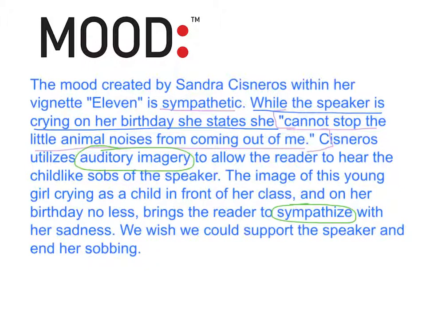Mood analyzes how the author's word choice causes the reader to feel. We chose the word sympathetic for our mood word. We pulled out the direct quote, "cannot stop the little animal noises from coming out of me," from the imagery we had annotated in the previous slide. We then explained in the final section of the paragraph how our direct quote proved our inference correct.